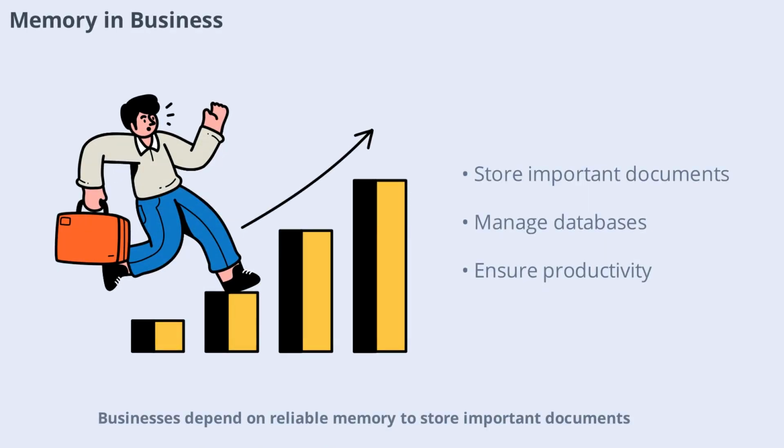Businesses depend on reliable memory to store important documents, manage databases, and run software efficiently. Both primary and secondary memory are crucial for productivity and data security in the workplace.